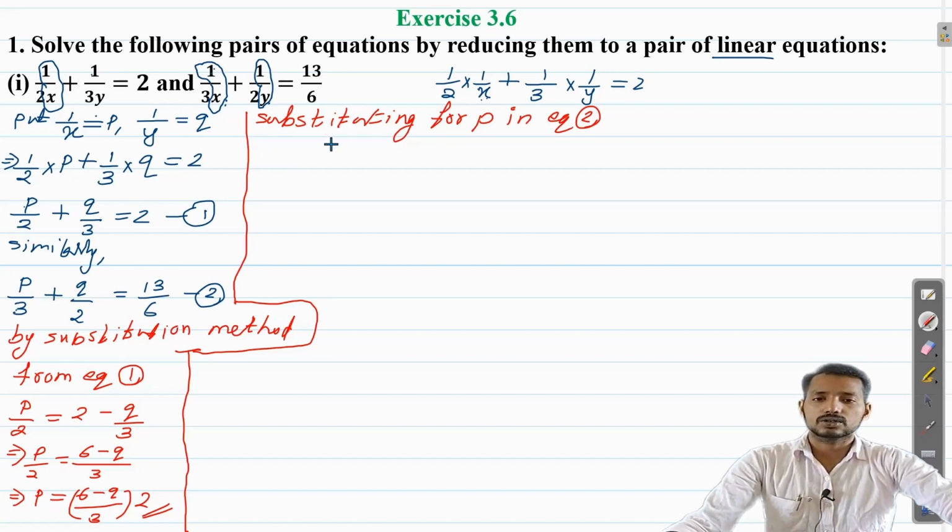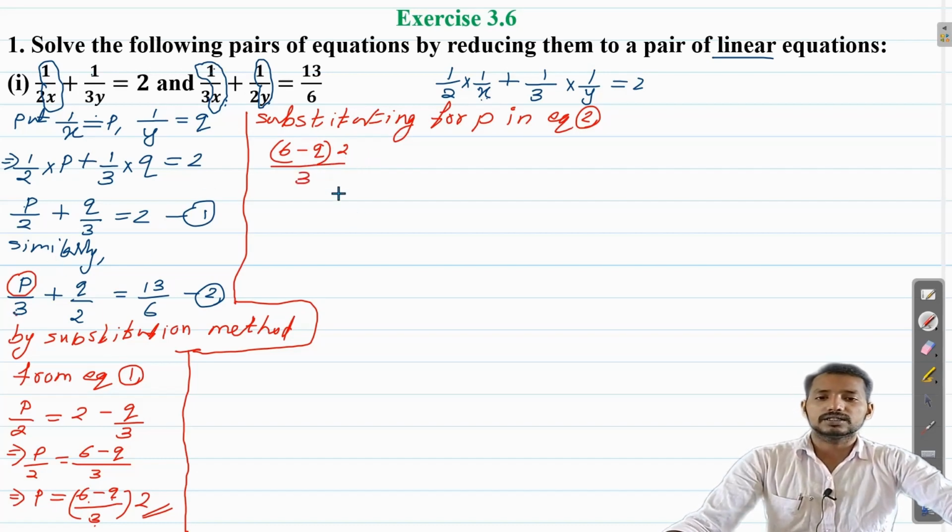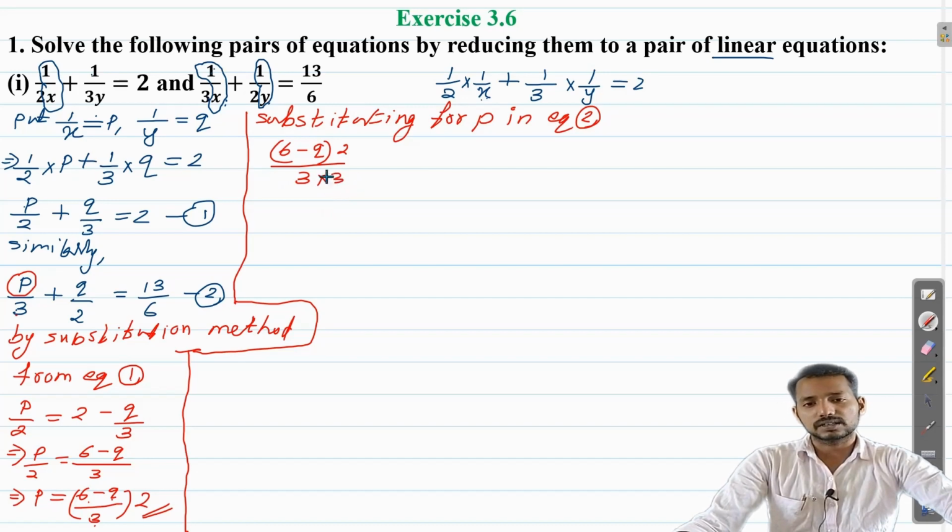What is the equation number 2? P by 3. So in place of p, what will come? In place of p here, (6 minus q) divided by 3, into 2, divided by 3. Again divided by 3, that will be again in the denominator. (6 minus q) into 2 divided by 3, plus q by 2, which is equal to 13 divided by 6.